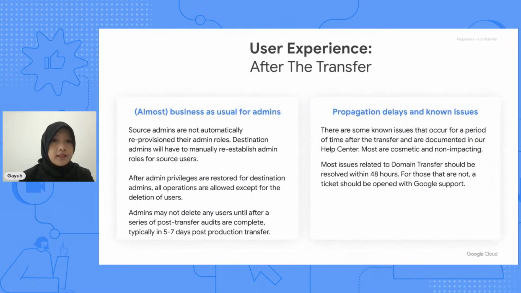And after the transfer, it is almost business as usual for admins, except for deleting users, as I mentioned previously. Source admins do not automatically re-provision their admin roles, and destination admins will have to manually re-establish admin roles for source users. After admin privileges are restored for destination admins, all operations are allowed except for deletion of users. You may not delete any users until after post-transfer audits are completed, which is typically 5 to 7 days post the transfer.